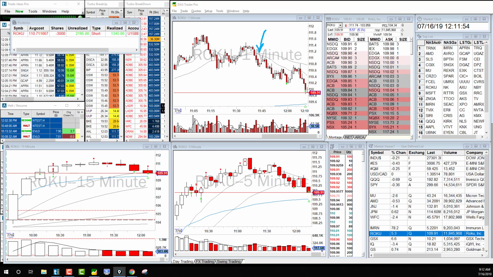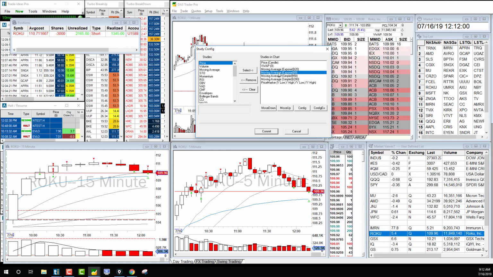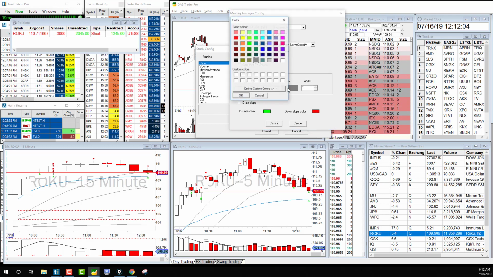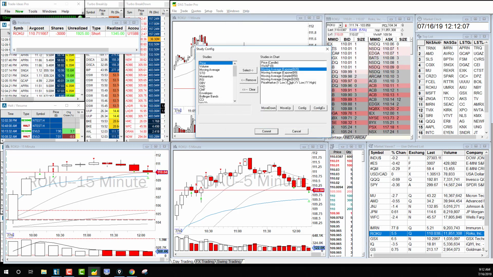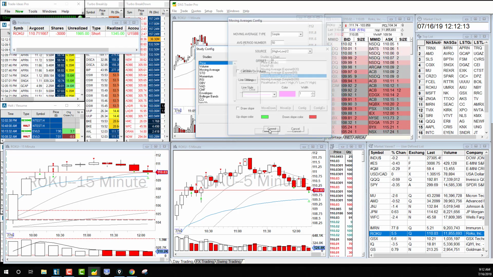They're all crossing. So let me actually make this color coded so it's much easier for people to see. The 9 moving average, let's put it this color. The 20 moving average, let's make it this color. And let me actually have the 50 moving average a different color, like this color, so it can become obvious.